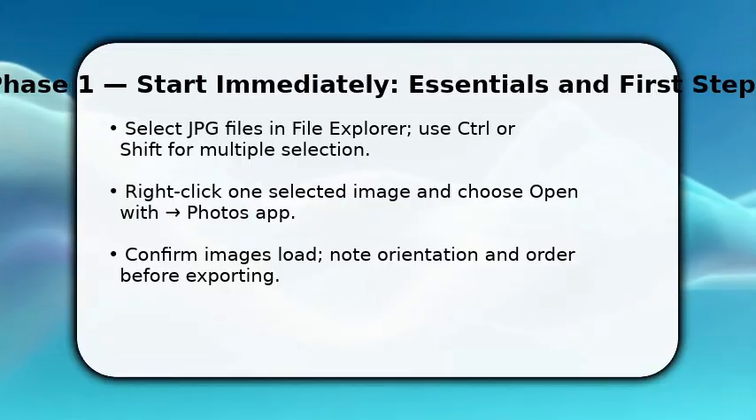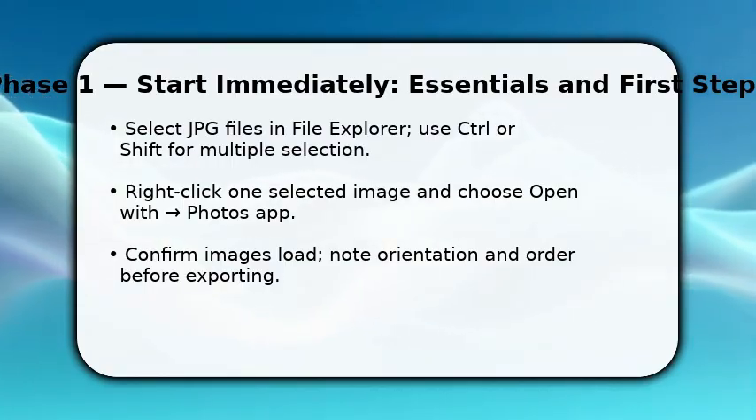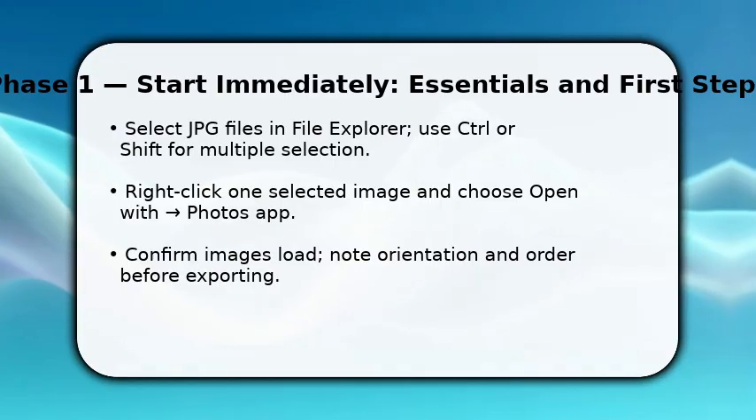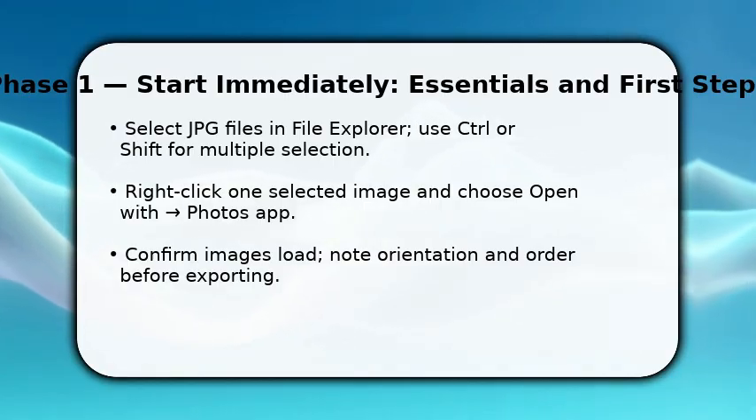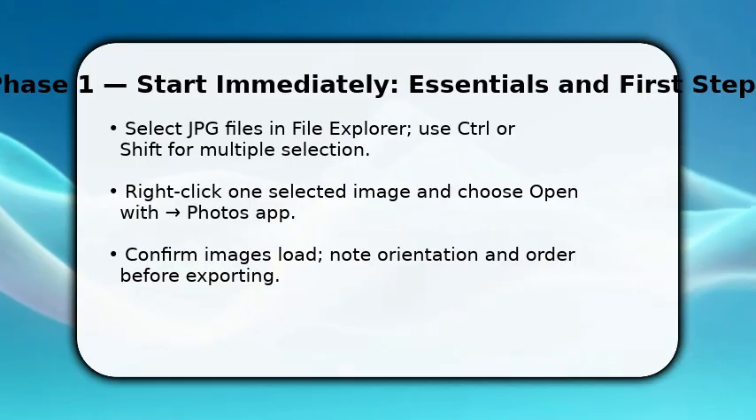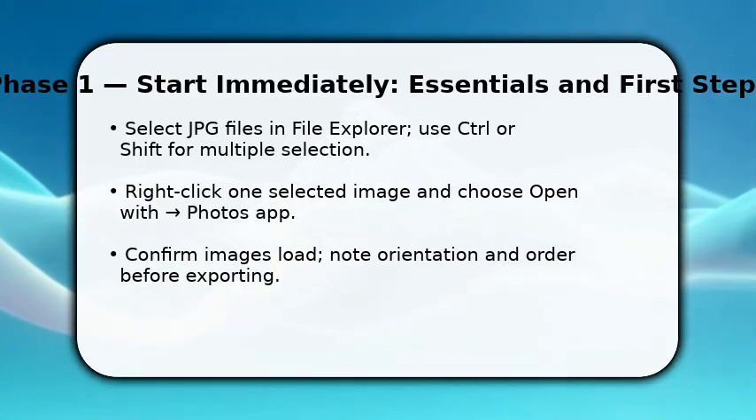You begin by selecting the JPG or photos you want to combine. Open them in Windows Photos. Once the app loads, use the arrow keys to confirm order and orientation. You do this because Print to PDF captures what Photos displays.